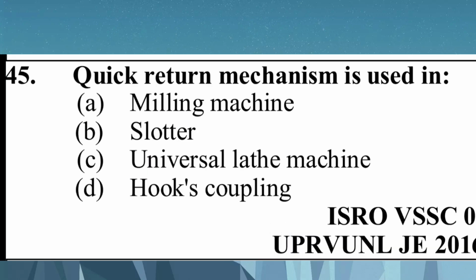Question number 45. Quick return mechanism is used in A. Milling machine, B. Shaper, C. Universal lathe machine, D. Hooke's coupling. B. Shaper.